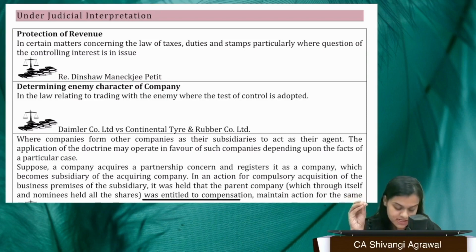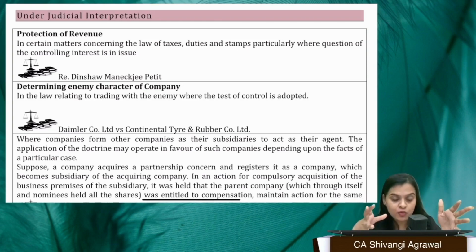The second one is determining enemy character of the company. Daimler Company Limited versus Continental Tire and Rubber Company Limited. See, this is basically in the case of war. If India is at war with some other country, during that time of war, the residents over here cannot contract with the other country India is at war with, right?